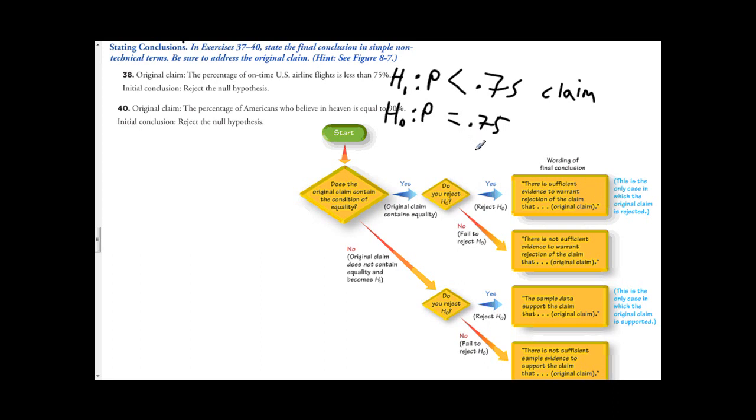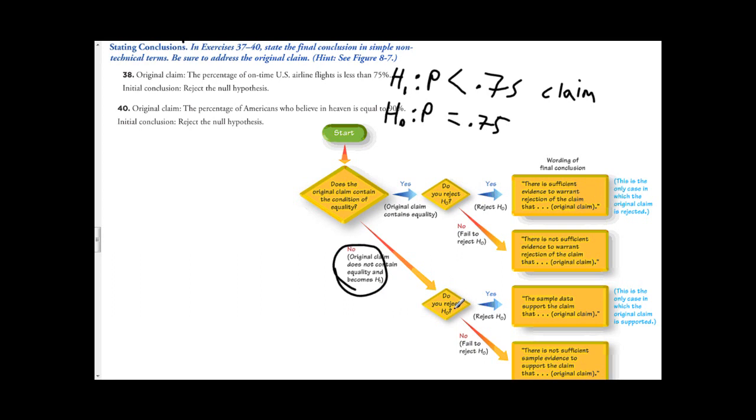So let's go through and find our final conclusion. This is the initial conclusion. This is very technical. I don't know what you mean by reject the null hypothesis. But we want to word this in a way that a layman would understand. So we start here. Does the original claim contain the condition of equality? Well, this is the original claim, and no, it does not contain the condition of equality. It is, in fact, the alternative hypothesis, and only the null hypothesis contains the condition of equality. So the answer to this question is no.